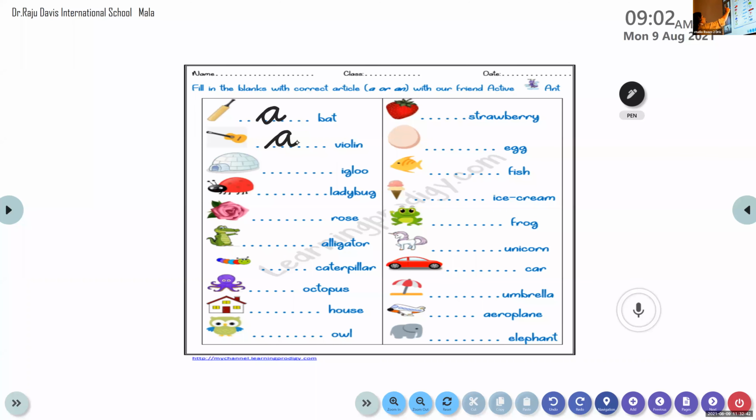Haya, Rashid Ali, come on, Haya. Igloo. Okay, this we call it as igloo. So we have to use a or an before the word igloo. An, very good, because I is a vowel. Igloo begins with a vowel letter I, so we have to use an before the word igloo. Very good.